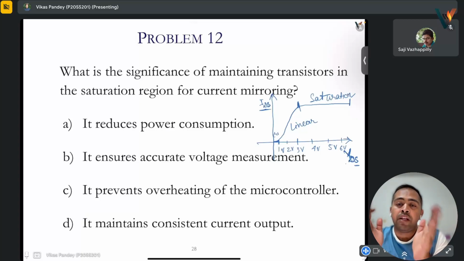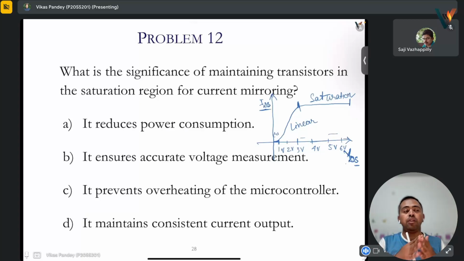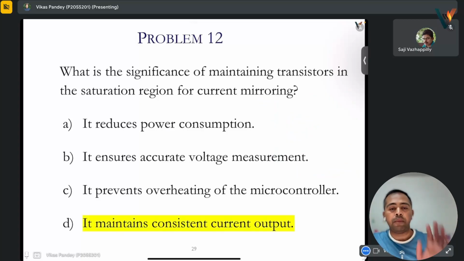So why are we maintaining this in saturation? Voltage fluctuation is a problem. Say we are giving 5 volt and it becomes 5.2 or 4.9, still the current will remain the same. That is the reason we maintain the transistors in the saturation region. And how can we maintain that? We give more than this voltage. So it is to maintain a consistent, fixed current output. Fine till here? Yes, sir.